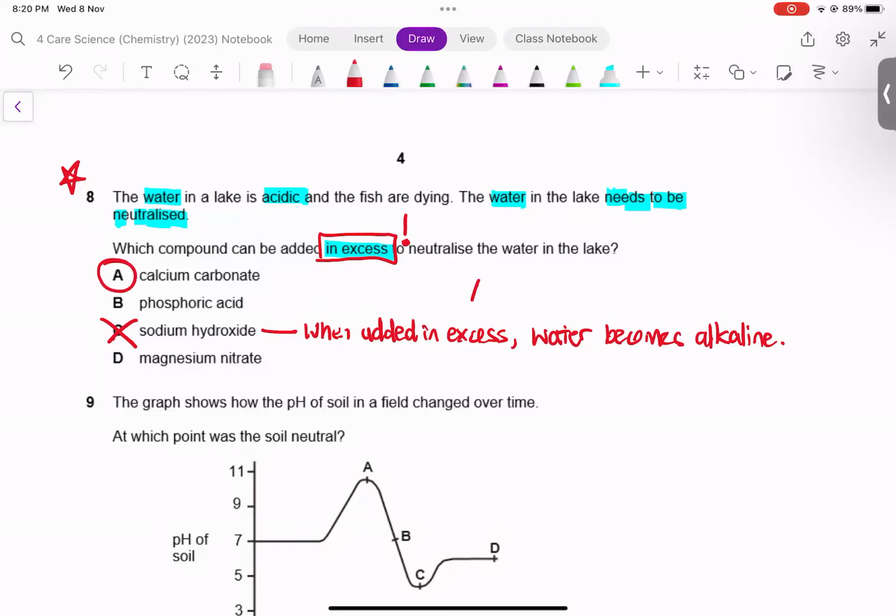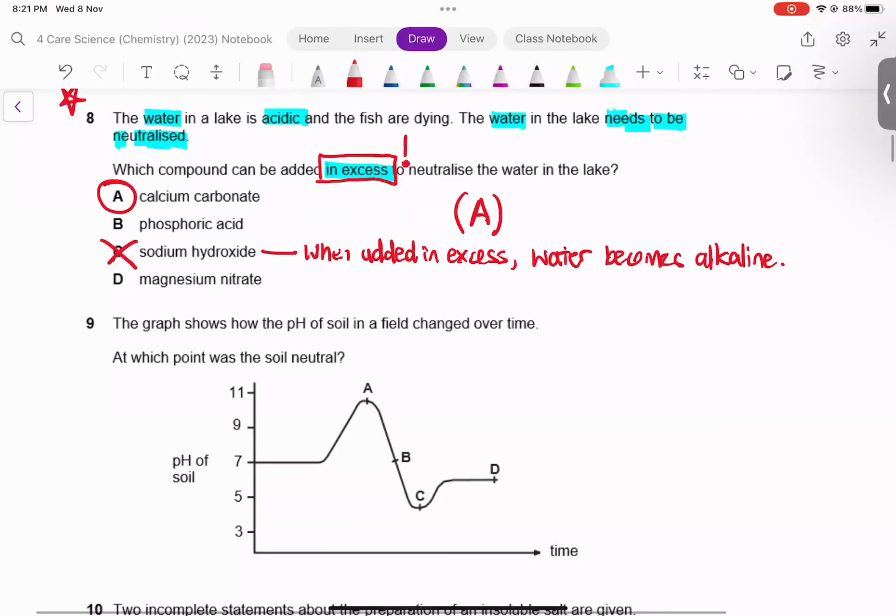And that's why the answer ended up being A. Because you can add calcium carbonate in excess to neutralize the acid. Calcium carbonate reacts with the acid to form the salt, water, and carbon dioxide gas. So the products of the calcium carbonate reaction will be non-alkaline, non-acidic. The products are neutral. And that's why A is the answer. So if you got this wrong, it's probably because you had forgotten to pay attention to the phrase in excess. So in excess cannot be adding the alkaline substance.